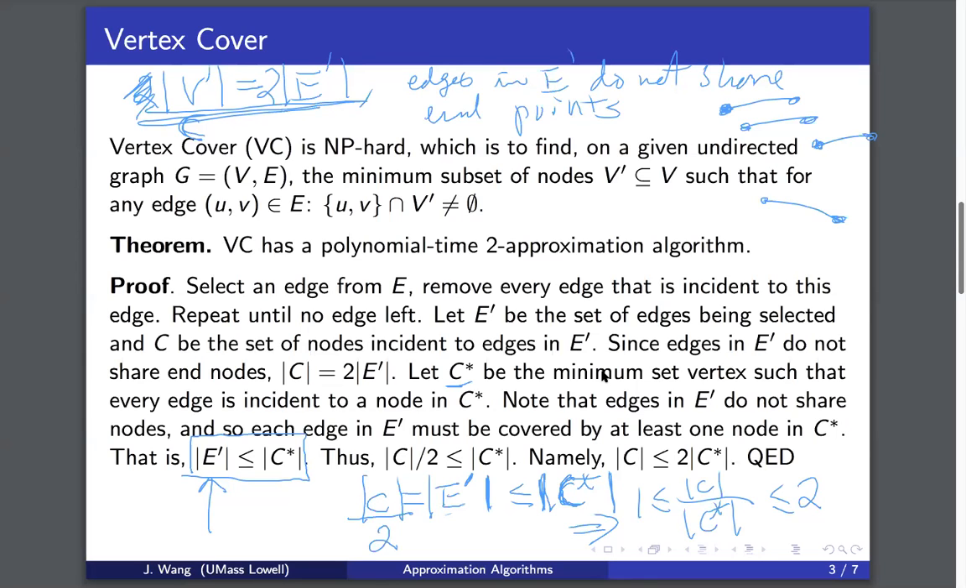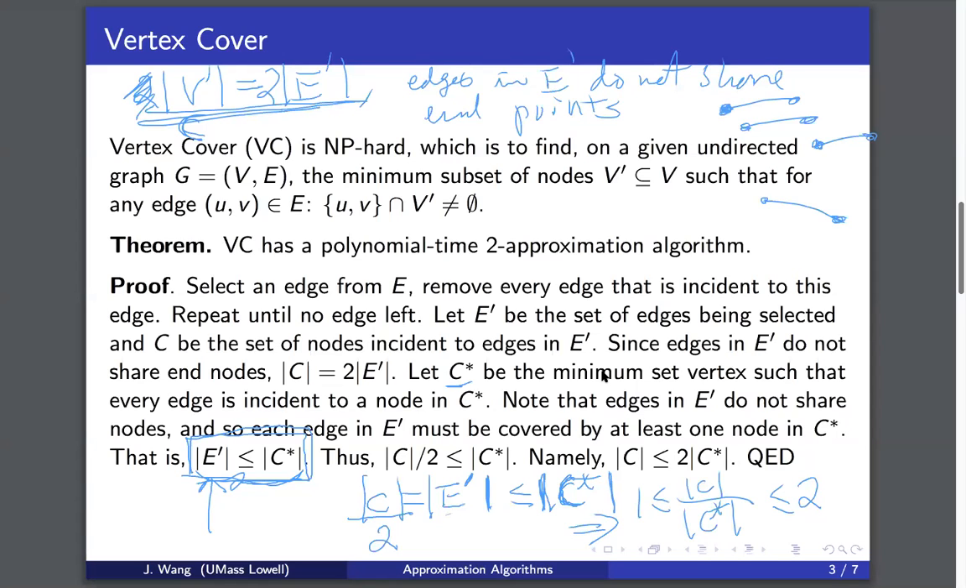But we do know this relation, okay? Because C star is an edge cover. It covers all the edges in G. Since E prime is a subset of edges, it's covered by C star. So that's why we have this. Okay.